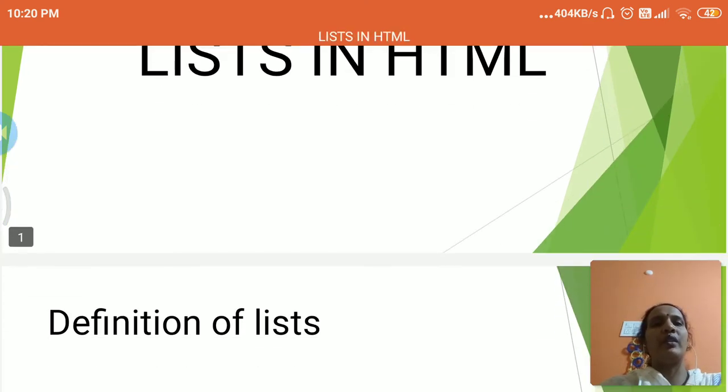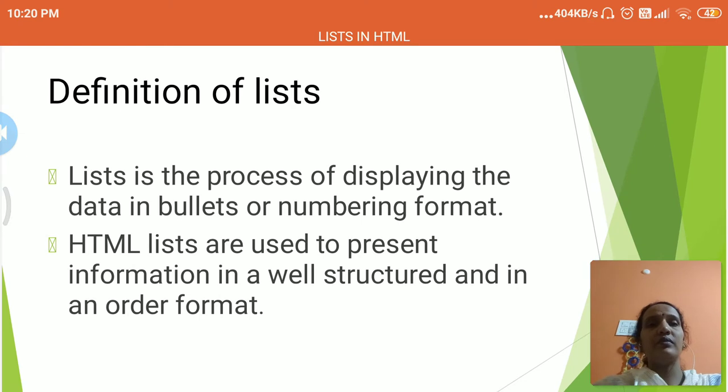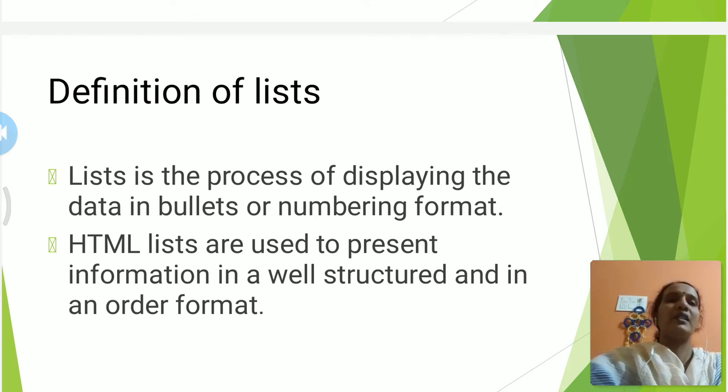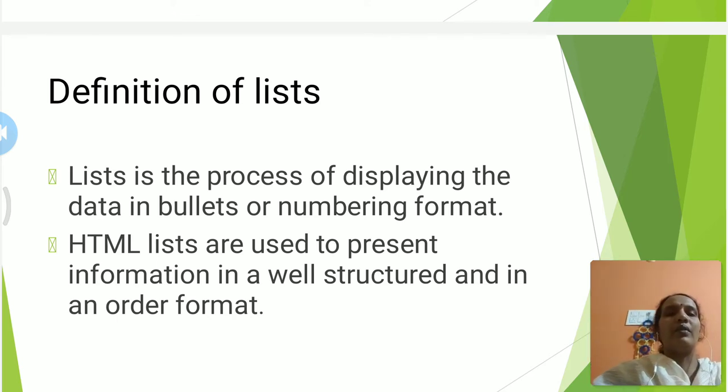When you want to create a web page, for example a web page for a hotel, and you want to display symbols like circles or numbers before the items, then we use the concept of the list. A list is the process of displaying data in a bulleted or numbered format.